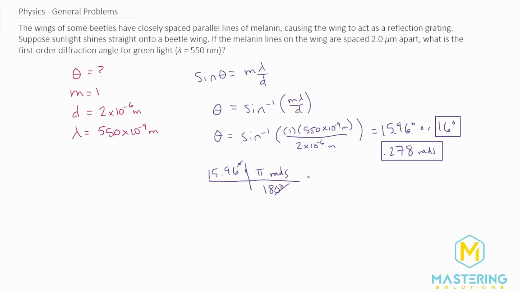So for this question, for this wavelength of 550 nanometers, we will get an angle for the first order of 16 degrees or 0.278 radians.